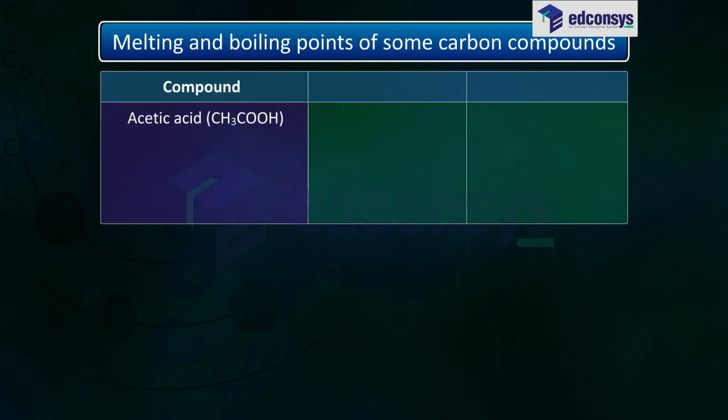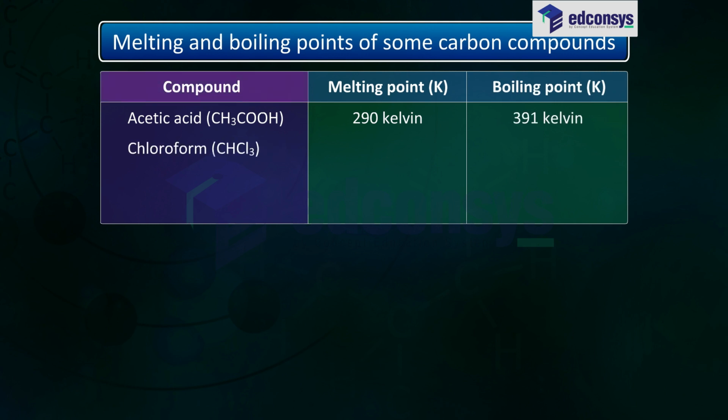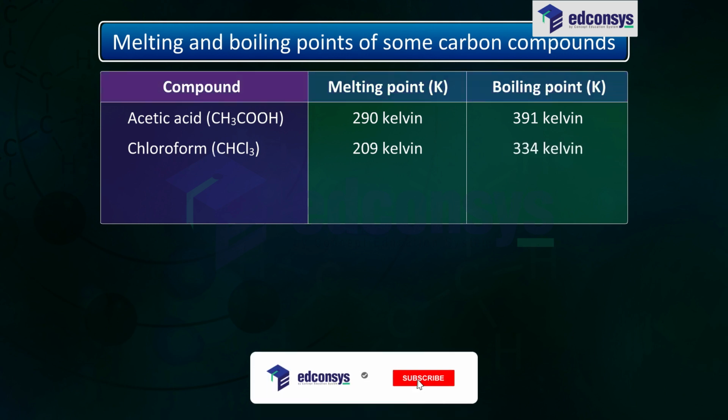Compound: acetic acid, CH3COOH. Melting point 290 Kelvin. Boiling point 391 Kelvin. Compound: chloroform, CHCl3. Melting point 209 Kelvin. Boiling point 334 Kelvin.